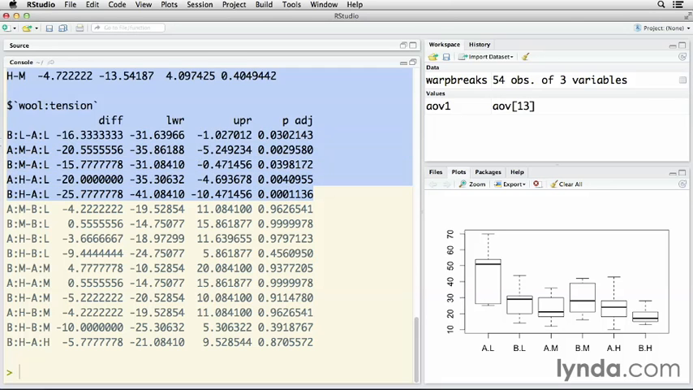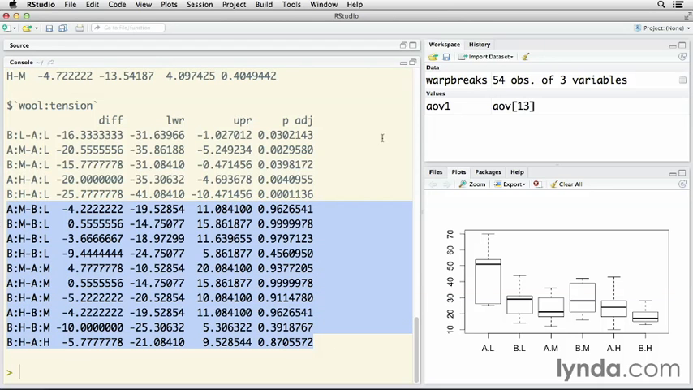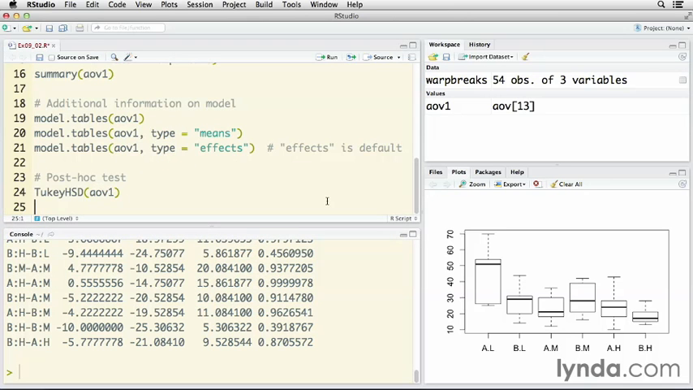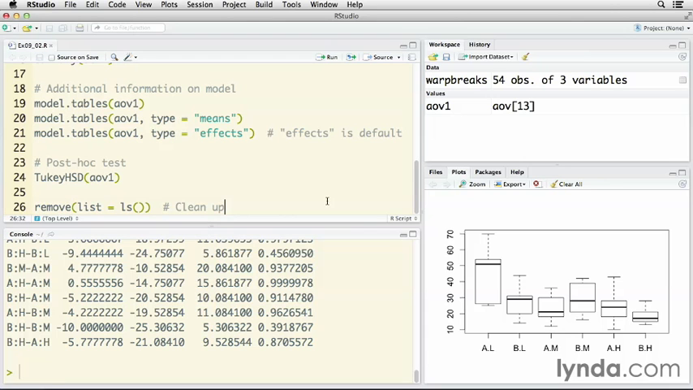Let me highlight all of those. All of those are statistically significant, and AL is different from everything. What's interesting after that is that none of the others are statistically significant. So it's AL versus everything else. By the way, AL means wool A as opposed to wool B, and low tension as opposed to medium or high. And again, you can see it in the chart on the right, where the box plot for AL is so much higher than everything else. In any case, those are the basics of a two-factor or two-way analysis of variance, which is a great way of looking at the effect of two categorical variables, both individually and in their interaction, on a single quantitative outcome variable.